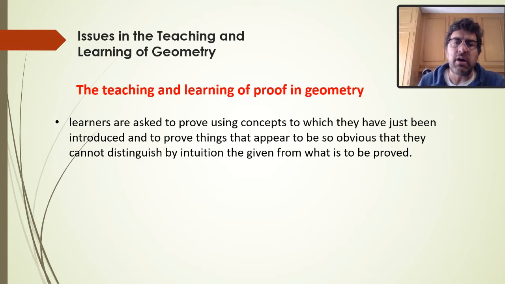So the teaching of proof, we're still busy, the learners are asked to prove using concepts to which they have just been introduced, and to prove things that appear to be so obvious that they cannot distinguish by intuition the given from what it is to be proved. Folks, that's the perfect way to describe how we do geometry in class and why it's difficult. We give the theorem, we go and apply the theorem.